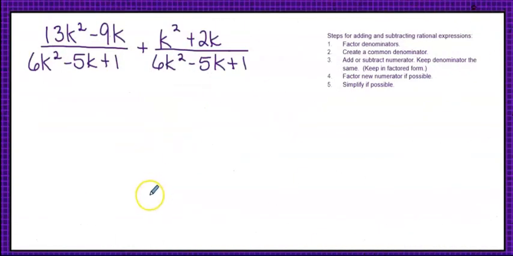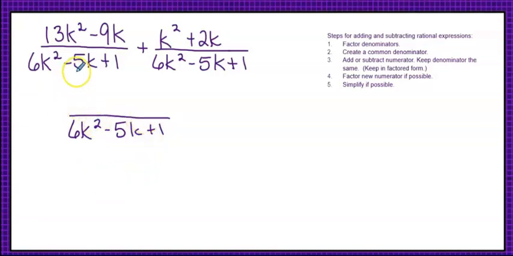Okay, one more like denominator example, and then we'll start looking at problems that have different denominators. So we have the same denominator here, so we can combine like terms in the numerator. And let's just go ahead and rewrite our denominator. We will have to factor that in a minute, but let's add 13k squared and k squared. That's 14k squared, and negative 9k and 2k. That would be negative 7k.